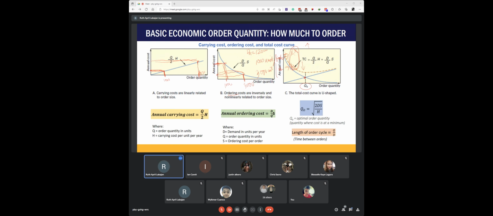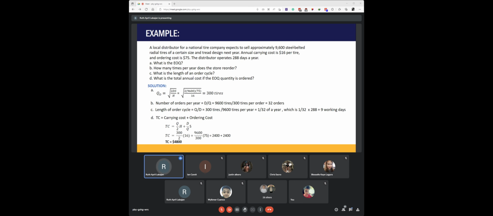Okay? To illustrate, para mas masabdan. Okay. Here, this is the last slide. Ayun ang kabalaka. Medyo taasin siya. A local distributor for a national tire company expects to sell approximately 9,600 steel belted tires. So the 9,600 here is the demand. Okay? And the annual carrying cost is $16 per tire per year. Annual carrying cost. So this is your H.